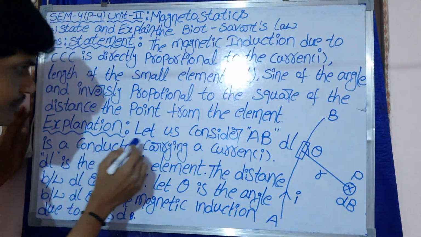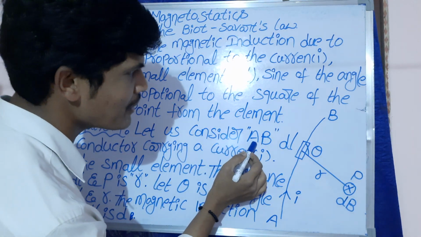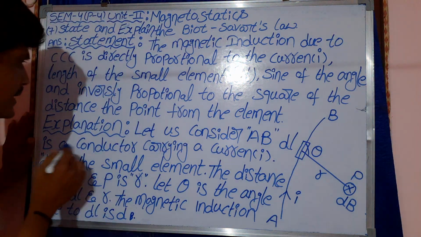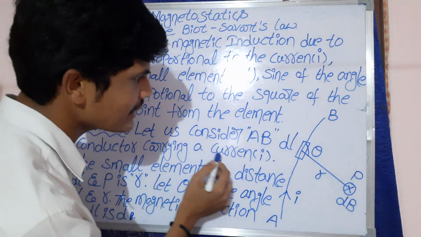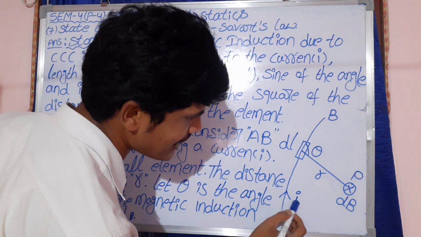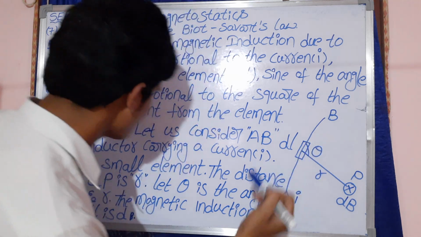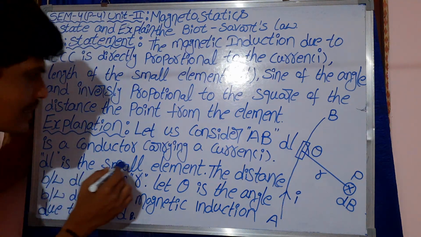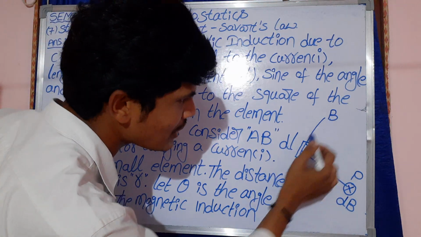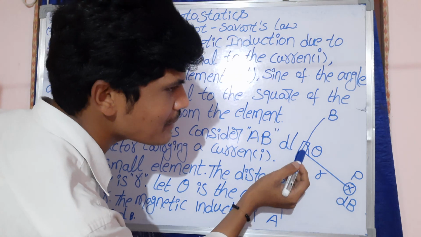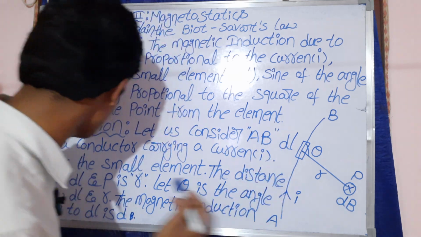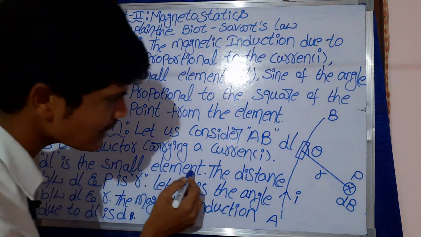So first of all, let us consider a wire AB, a conductor carrying a current I, with total length L. Next, dl is a small element of length dl, a change in length. So dl is the small element.